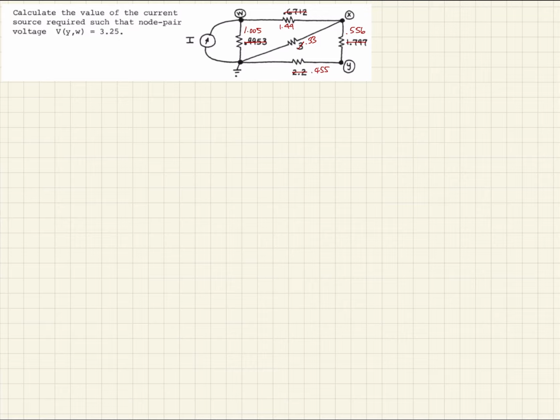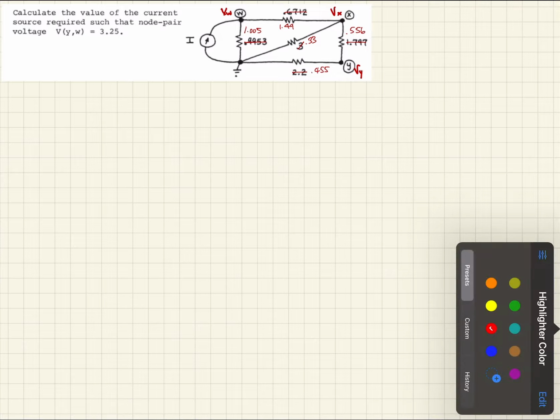Now we need to go through node by node and derive equations for all the current leaving and entering the nodes, to come up with some system of equations. We'll also take this opportunity to define voltages. At node W, of course, we'll have VW. At node X, we'll have Vx. And at node Y, we'll have Vy. Using this, let's see if we can come up with some nodal equations.